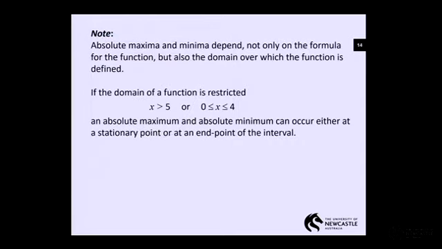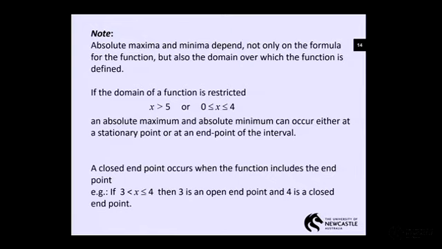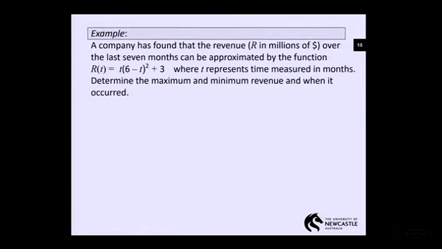So the first guy here is just explaining about whether there's an inclusion or not an inclusion. Don't think you have to worry too much about that because we tend to include them at both ends. The first example on page 19, I'm going to flip through because it goes right through, but it does say now we're starting to see stories come about. So this is about a company that has found that the revenue over the last 7 months can be approximated by this particular function. And it says that t represents the time measured in months.